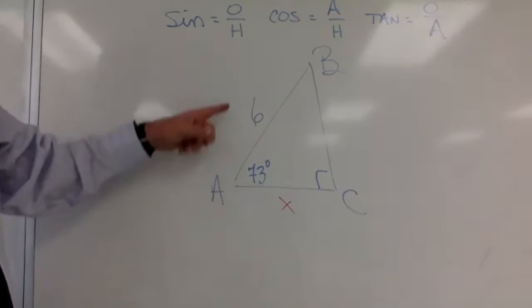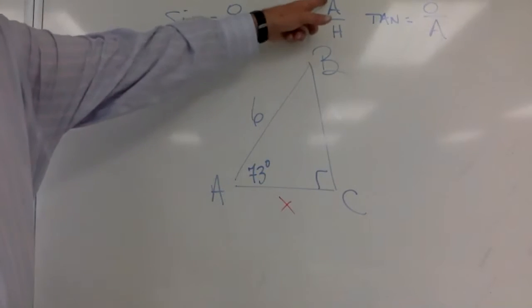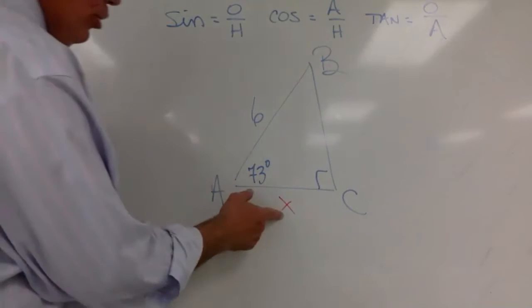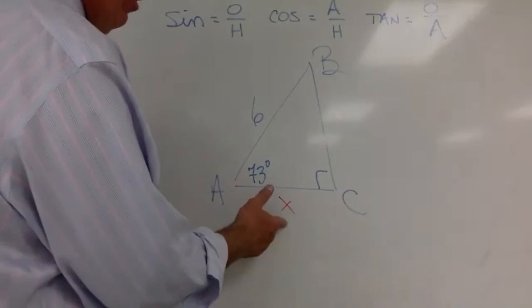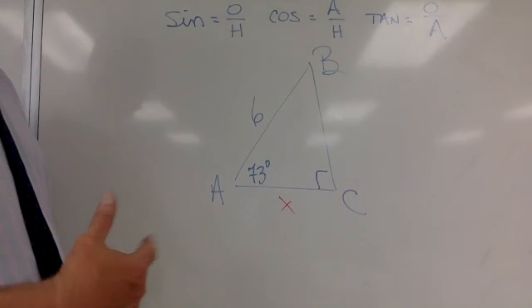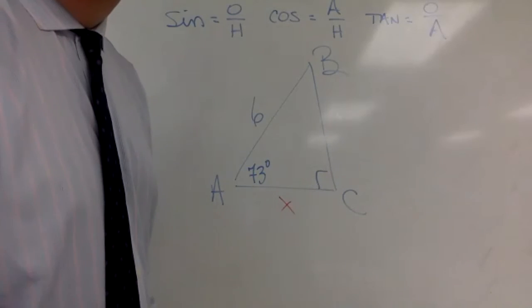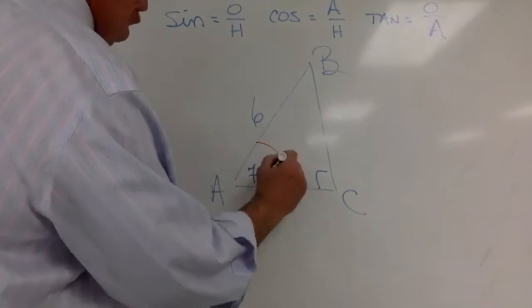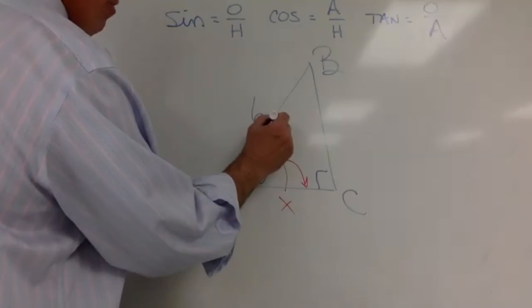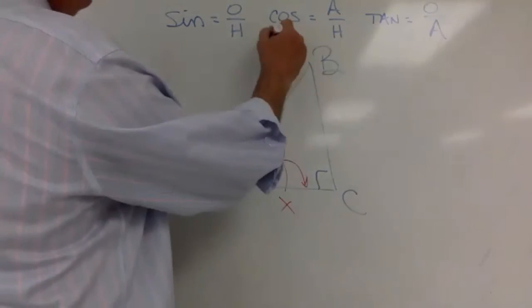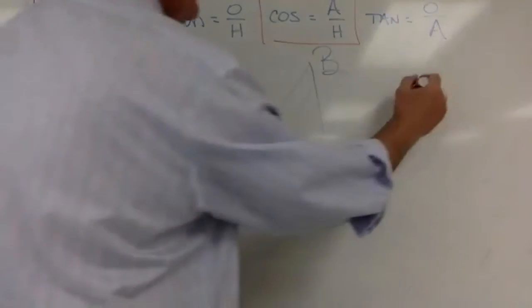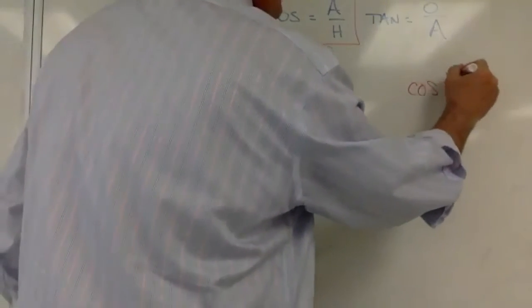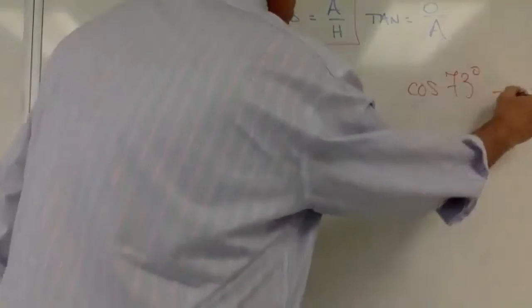Next to. What can the hypotenuse never be? Adjacent, right? Adjacent means next to. Belliver sits adjacent to Smith. You know what I mean? So I'm going to use the adjacent over the hypotenuse. That's the cosine. So the cosine of 73 degrees has to be equal to x over 6.